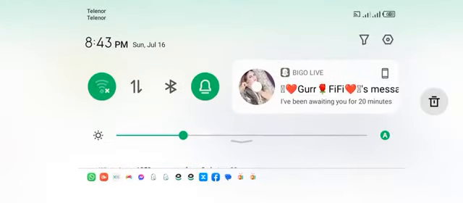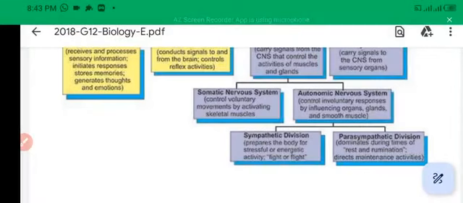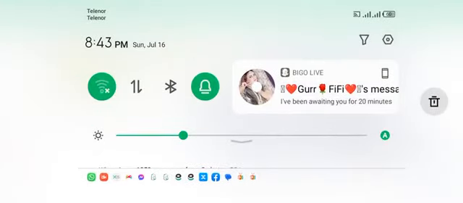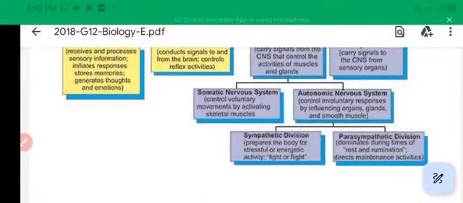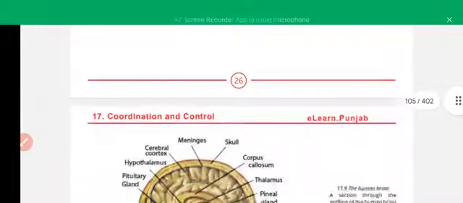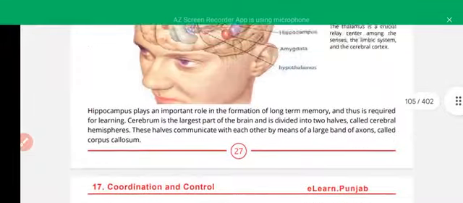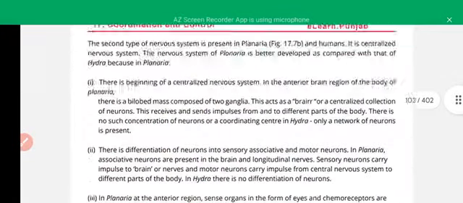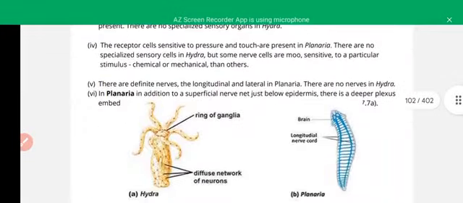Here is the end of the lecture. We will study in a separate video the human brain. Here is our central nervous system and brain, the different types of brain, different parts of the brain and spinal cord. We will study about the central nervous system.